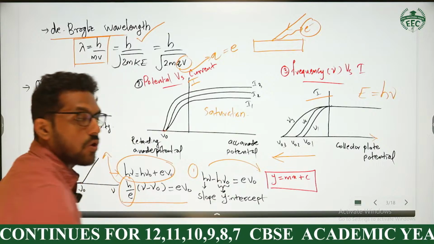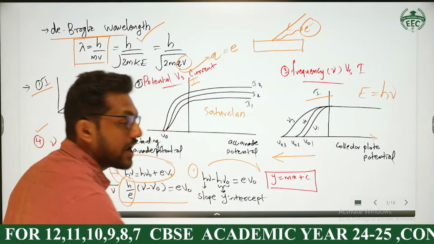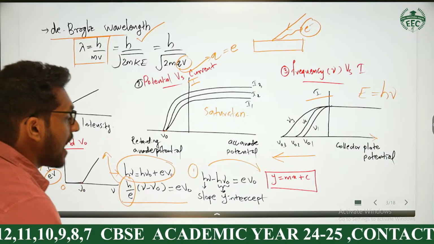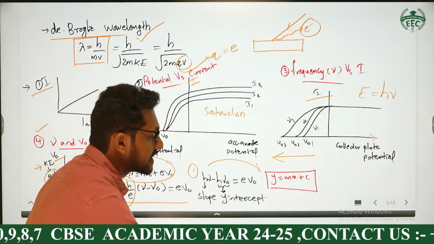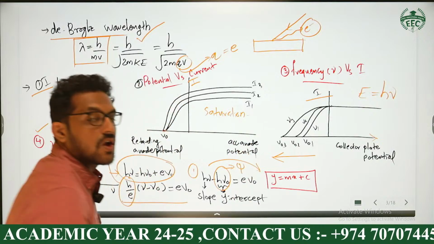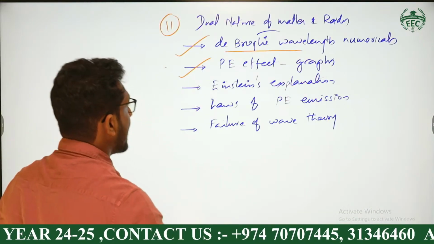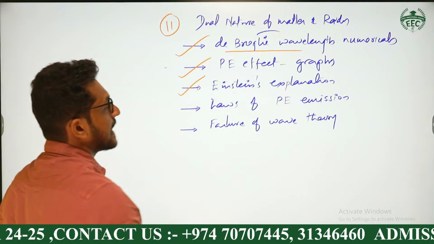And h nu0, what is h nu0? h nu0 is the y-intercept, and you can find the y-intercept from the graph, and that h nu0 y-intercept will be the value of the photoelectric work function, right? Okay, now the next point is Einstein's explanation.